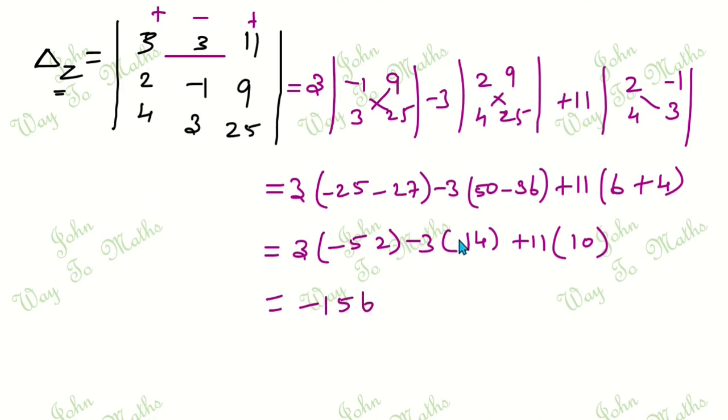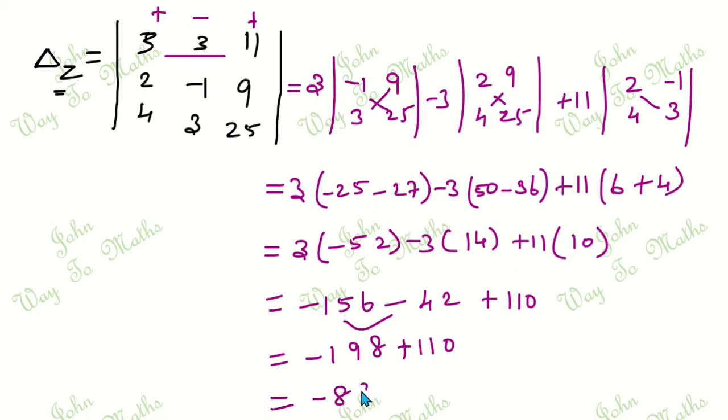Which is equal to 3 times of minus 52 becomes minus 156. Minus into plus, we get minus 3 into 14 becomes minus 42. Then plus 11 into 10 becomes 110. So here, the negative values I'm going to add together. So minus 198 plus 110, which is equal to minus 88. So here del z becomes minus 88.